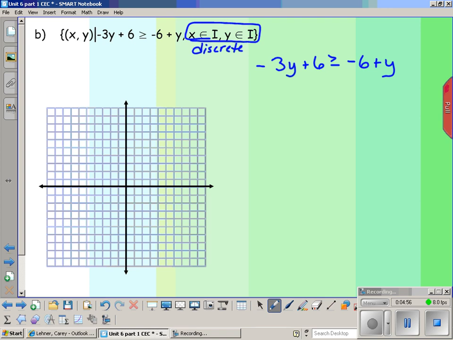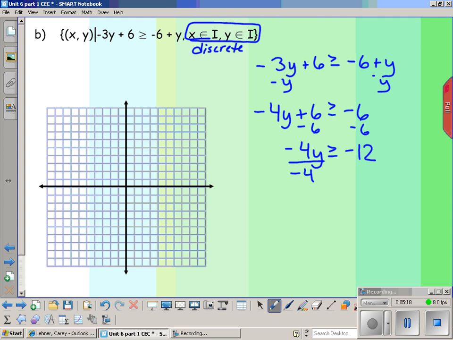In order to solve this, first of all, we need to rewrite this collecting like terms. So we might start by subtracting the y. So we'll have negative 4y plus 6 greater than or equal to negative 6. Subtract the 6, so we'll have negative 4y greater than or equal to negative 12. Divide both sides by negative 4, and recall, when you divide by a negative, you need to flip the inequality symbol around. So we are actually dealing with y less than or equal to 3.